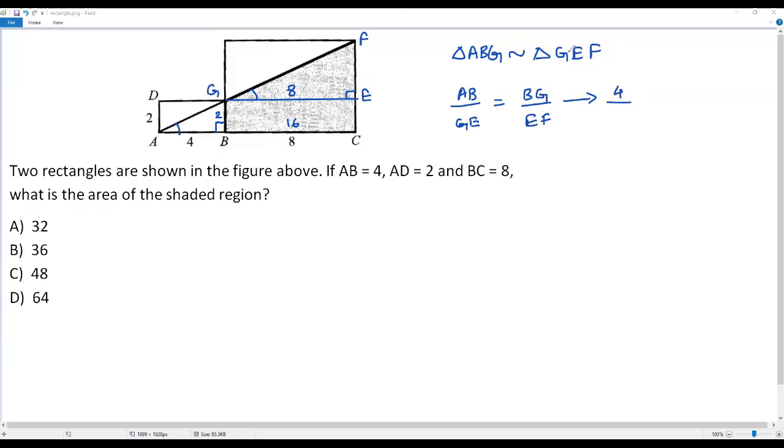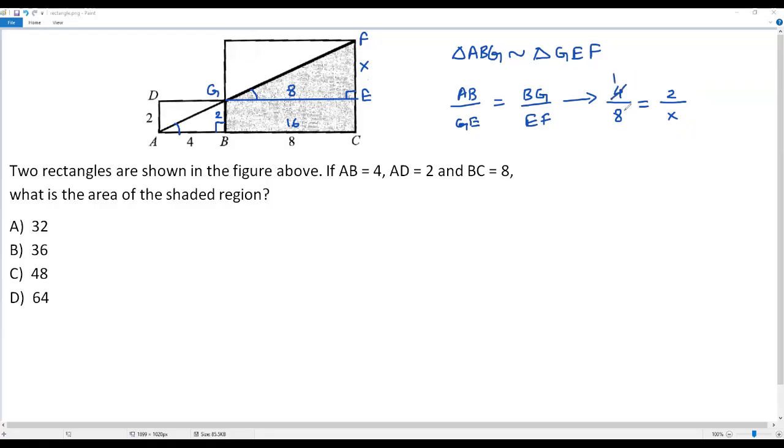And what is the length of GE? The length of GE is 8. We can plug in 8 for GE. And what is the length of BG? That is 2. And what is the length of EF? That is not known. We can write x. So I assume x as the length of EF. Okay, now we can solve for x in this equation.